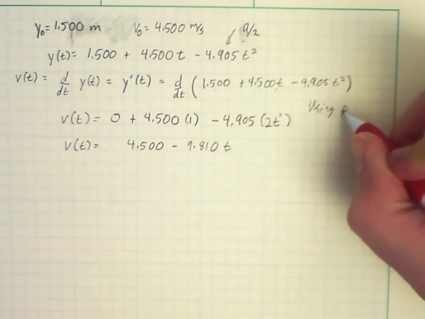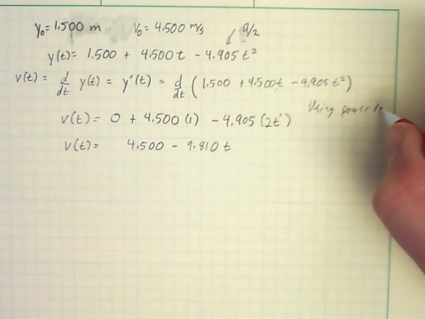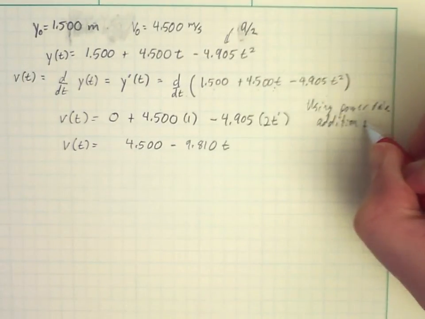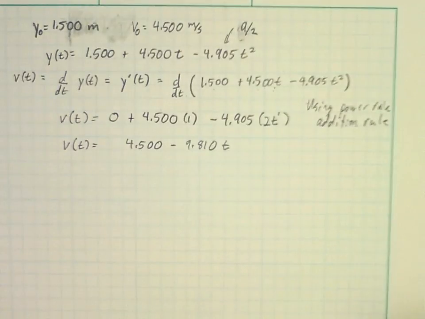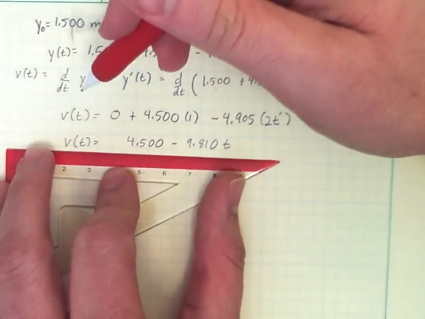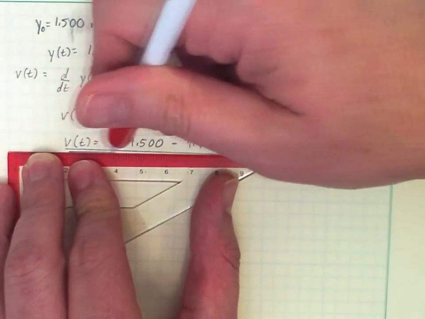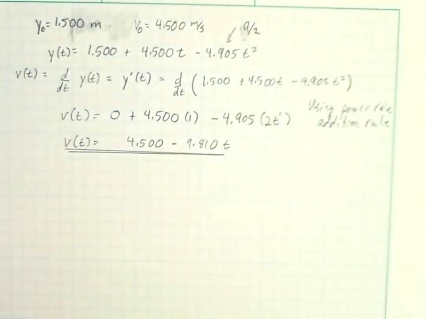Using the power rule and addition rule, if you need to check those things later. The addition rule is what tells me I can do each part one by one, and the power rule is what allows me to change the parts inside there. So I'm going to get that.